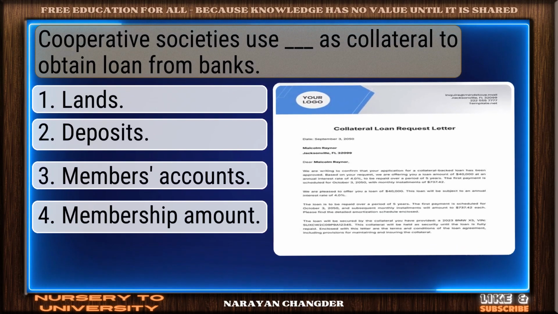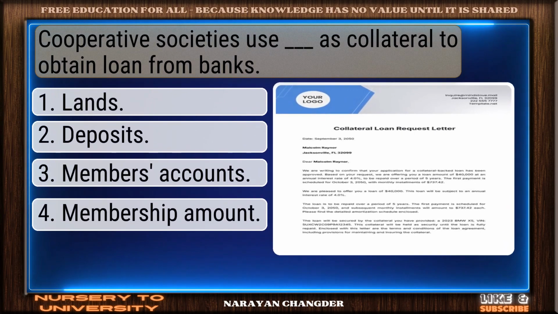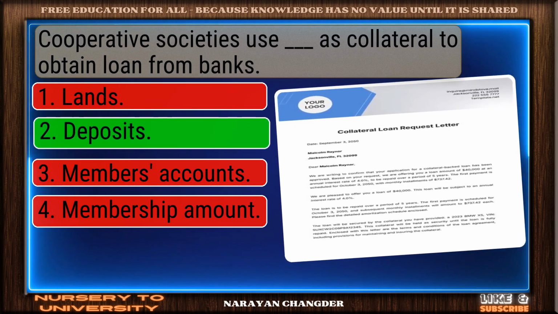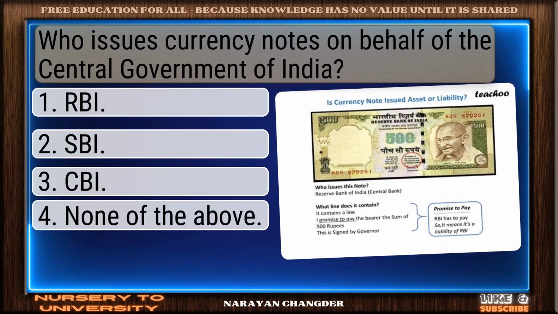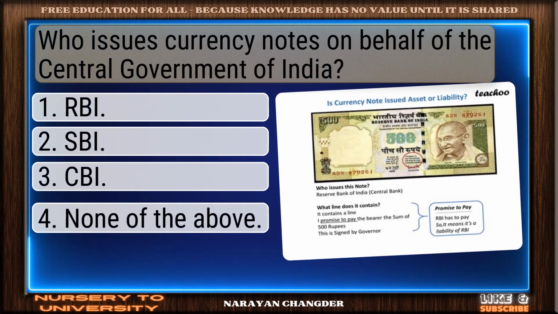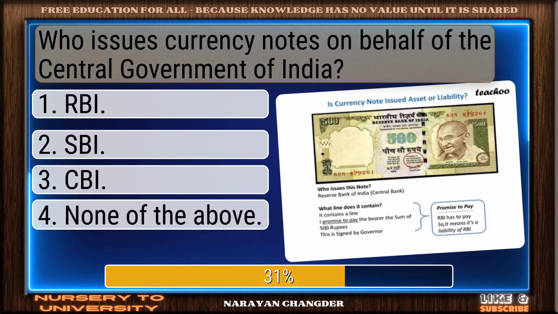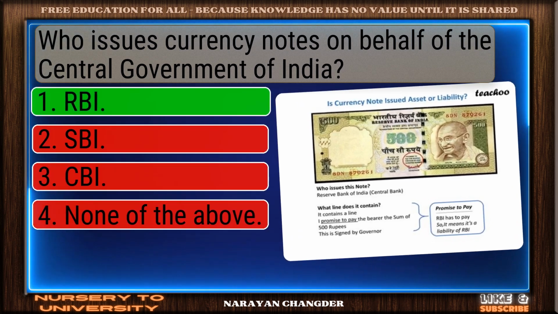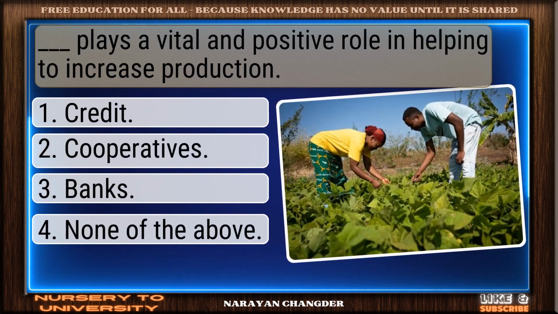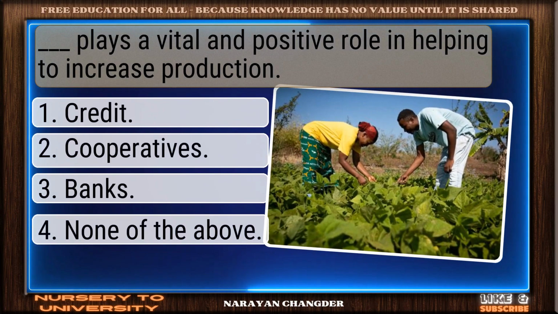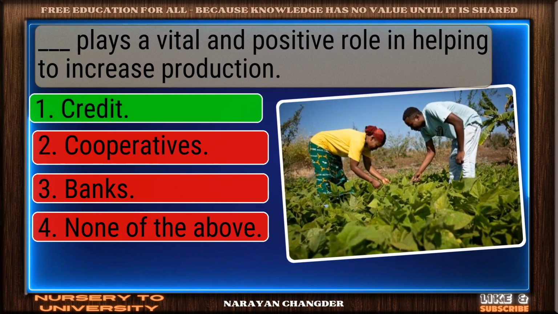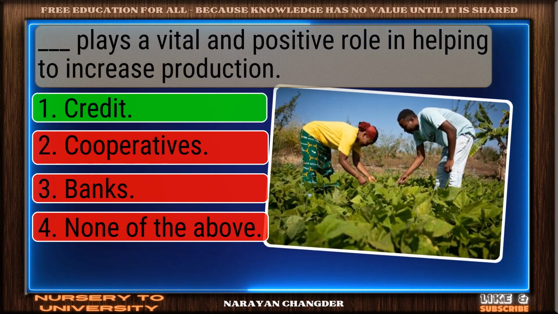Cooperative societies use dash as collateral to obtain loan from banks. Excellent choice. Deposits is right. Who issues currency notes on behalf of the central government of India? Smart move. RBI is the accurate answer. Dash plays a vital and positive role in helping to increase production. Right again. Credit is valid.